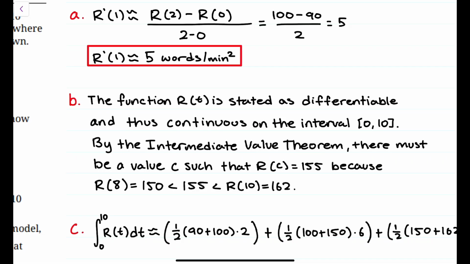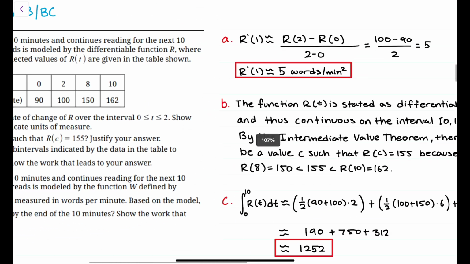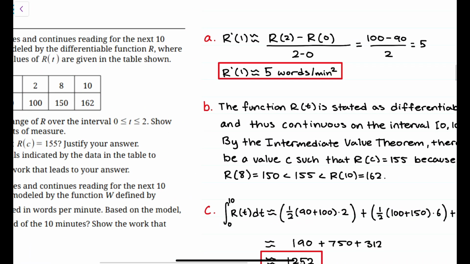You have to say that on the interval 0 to 10. And so then by the intermediate value theorem, there must be a value of c such that r of c is 155. Because if we look at the table, we can see that r of 8 is 150, which is less than 155. But then r of 10 is equal to 162, which is greater than 155.